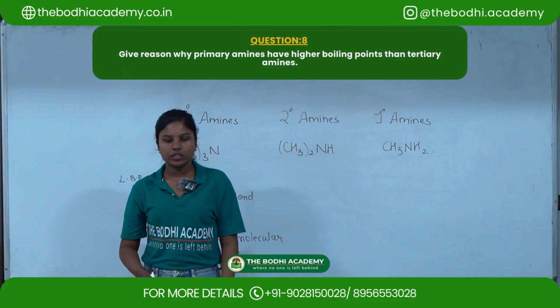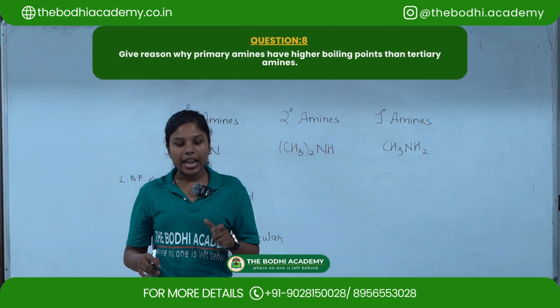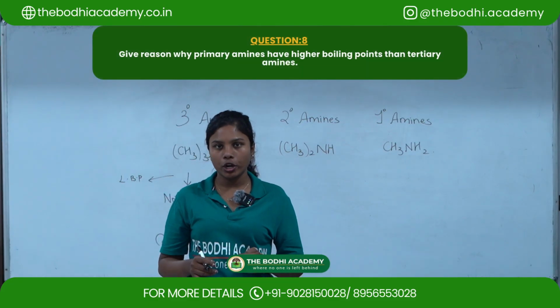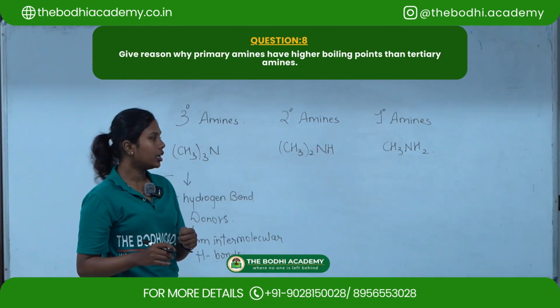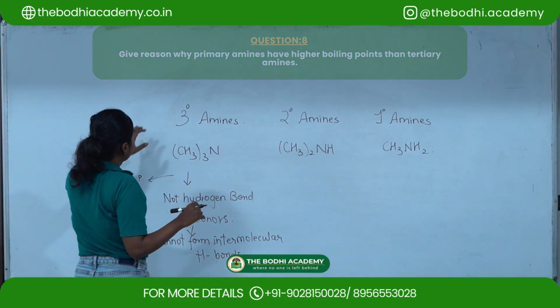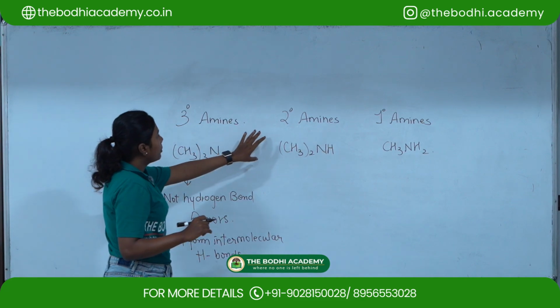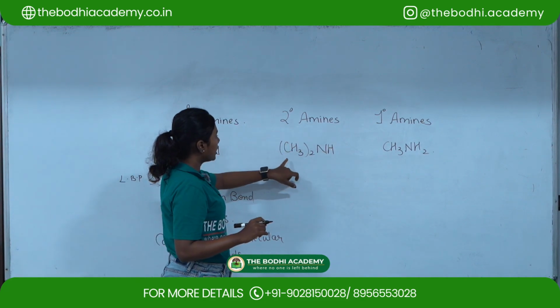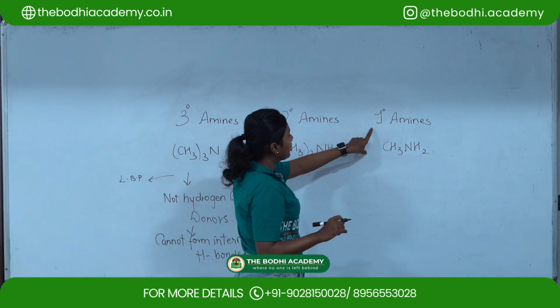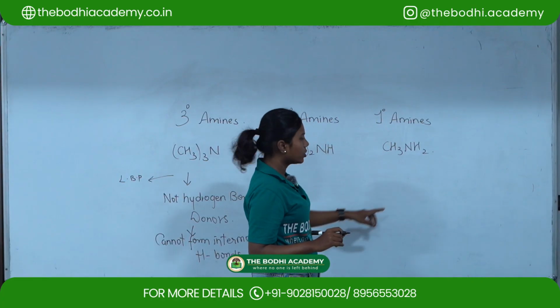Moving to the next question. Give reason why primary amines have higher boiling point than the tertiary amines. So now let's quickly look at the tertiary amine. We have (CH3)3N, the tertiary amine, the secondary amine (CH3)2NH, and the primary amine CH3NH2.